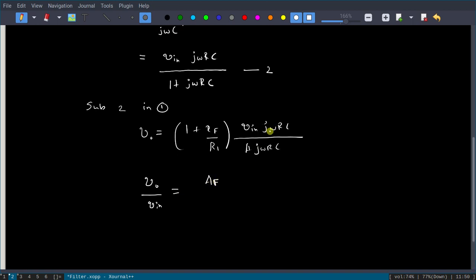So j omega RC, how can we write it? j omega RC is nothing but j into 2 pi f RC. Sorry, I forgot f: omega is 2 pi f, not 2 pi RC, it is 2 pi f. Let me rub it out.